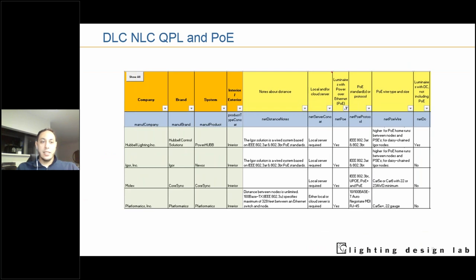Still looking at the DLC, NLC, QPL, if you filter the systems that are PoE lighting, you'll get good information about what level standard they're following, and understand, if not necessarily following the latest standard, are there recommendations like, hey, specifies maximum of 328 feet between an Ethernet switch and node. So it's good information if you download that QPL and dig into it a little bit, especially when it comes to PoE lighting, as the DLC is getting more data on the systems that it oversees.